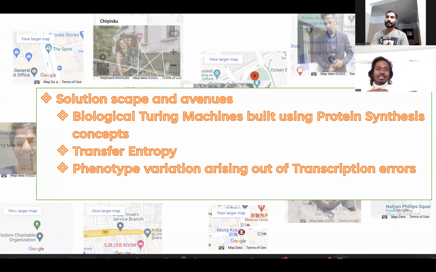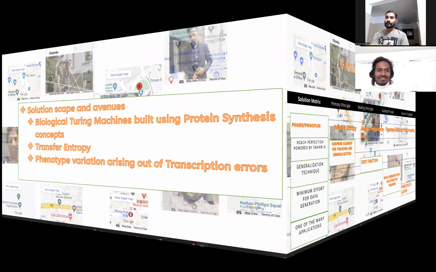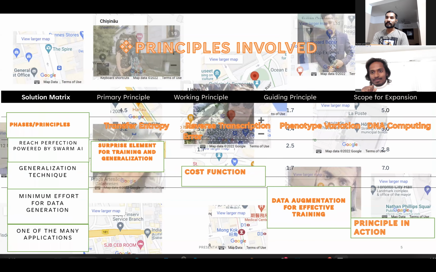Okay. So these three principles. One is the protein synthesis, an elaborate process. The second one is the transfer entropy for AGI. And the third one is the phenotype variation. So all three principles would give us the AGI system. And this is the solution matrix which we are talking about. So the solution matrix has phases or principles, in terms of a primary principle, working principle, guiding principle, and your working model or the scope for expansion.